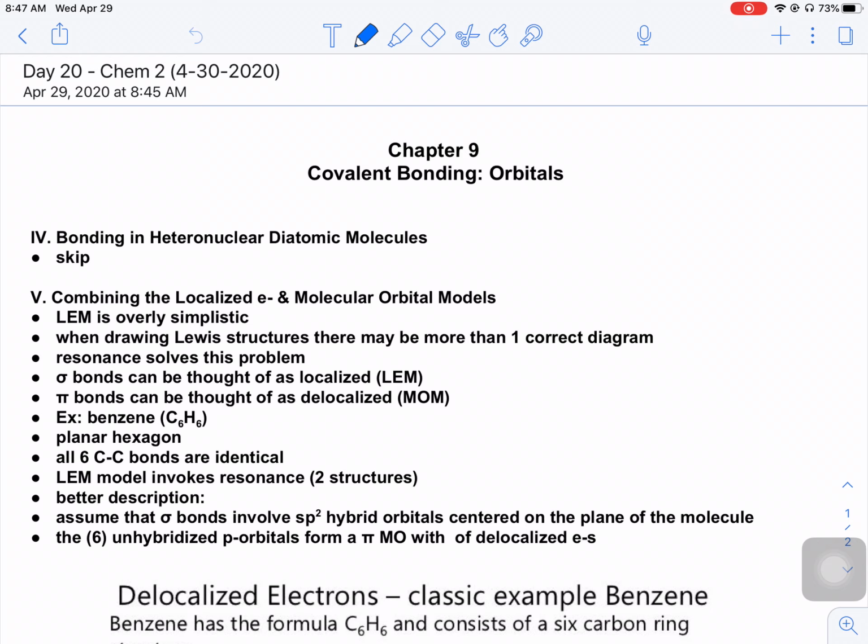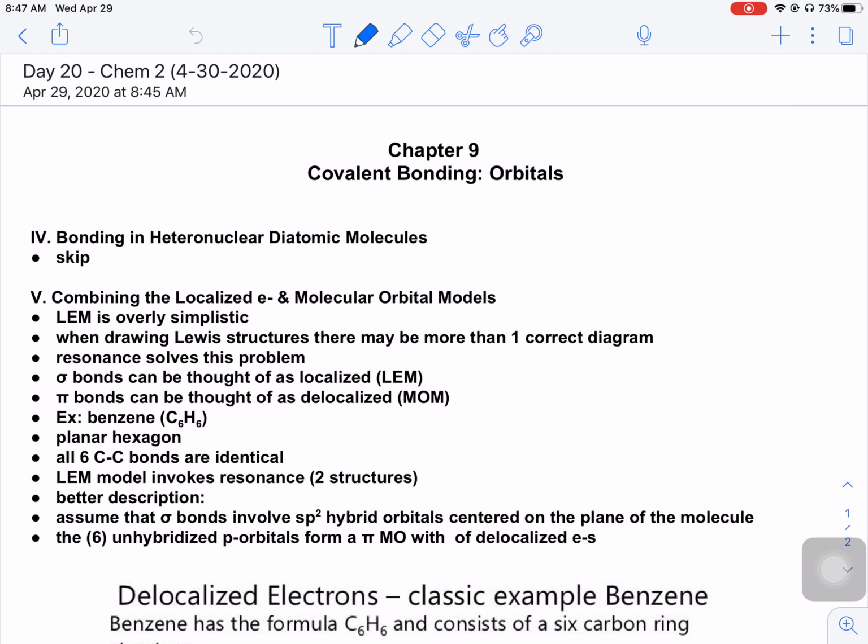I think this is going to be the final lesson from chapter 9. Nothing too technical here, it just wraps up everything that we've been talking about for the last 2 weeks or so. So we're going to skip section 4 and move on to section 5, which is more or less a summary of what we've been talking about in the last two chapters.